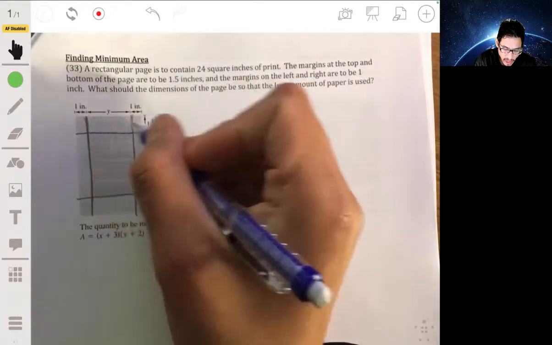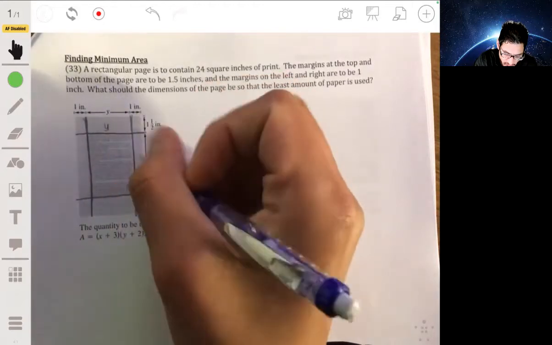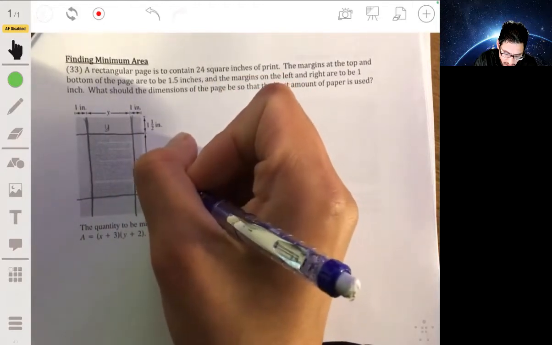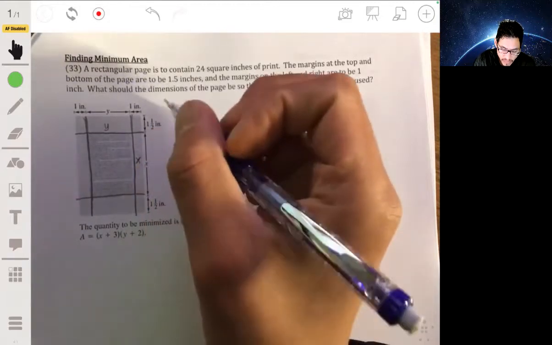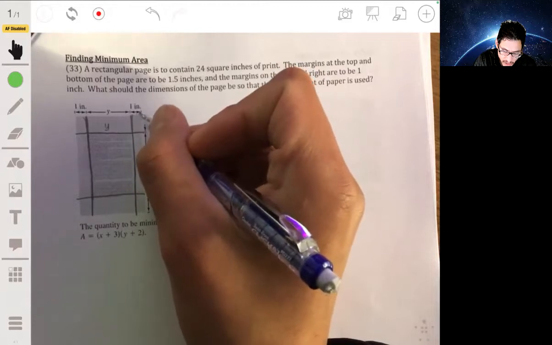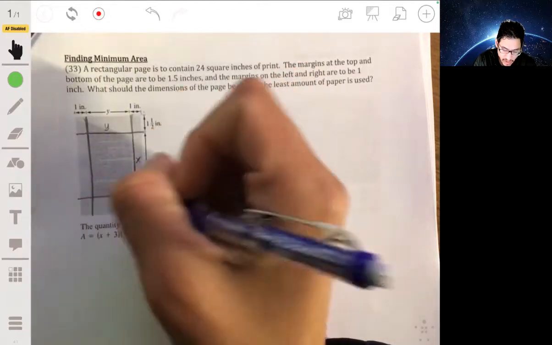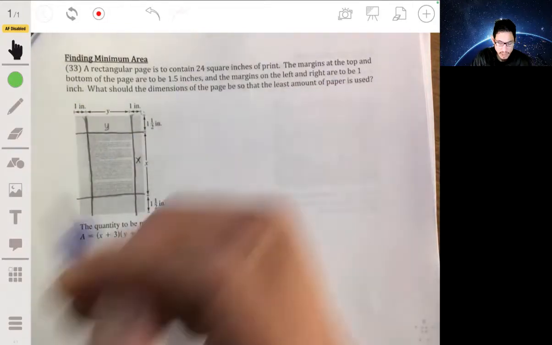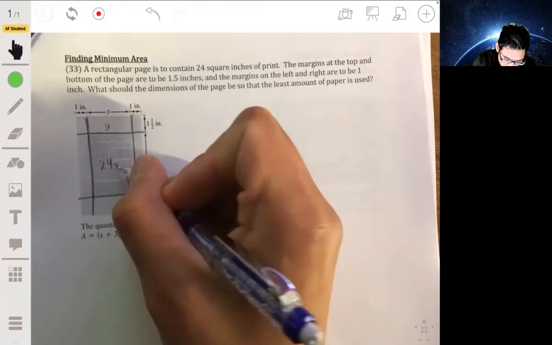So here we're given that y is going to be the width of this print area, and x is basically the length or the height of this print area. And the margin here is 1.5 up, 1.5, 1.5, and so forth. So this is our print area, and this is going to be 24 square inches.